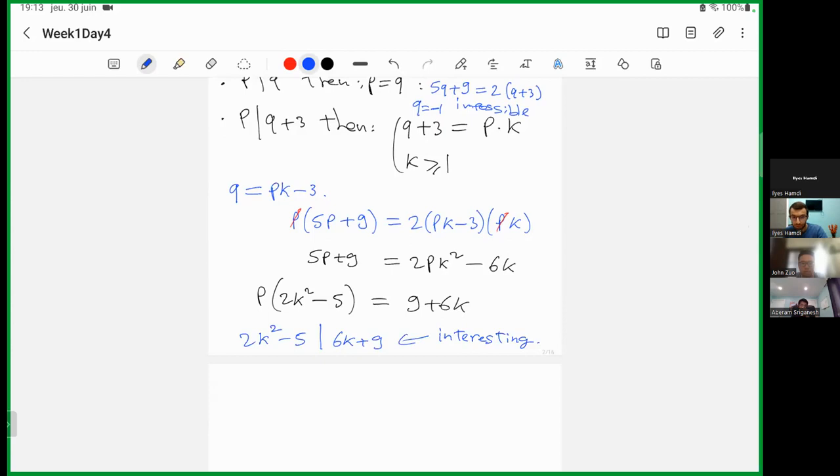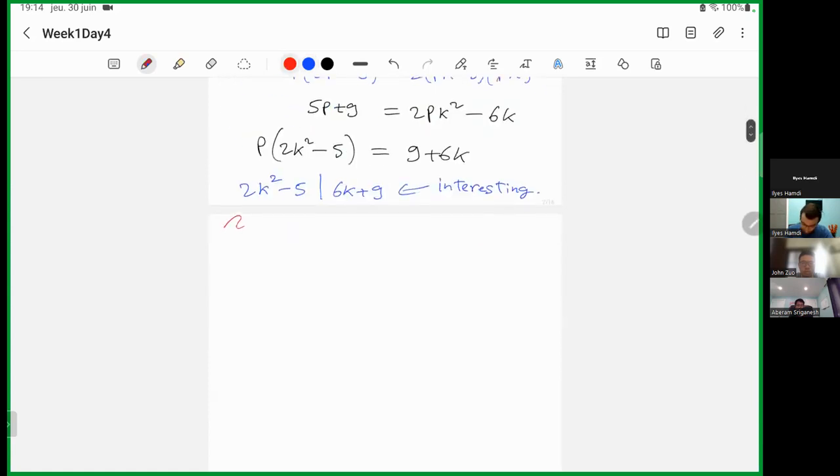So let me see, what did you do? Divides 3. So why 3? Abraham, why are you saying 2k squared minus 5 divides 3? Factor out 3 from 6k plus 9. Oh, okay. I see what you mean. The problem is that what you said here is not correct, because 2k squared minus 5 is not necessarily prime. Okay, so let's make sure this is clear for everyone before we finish.